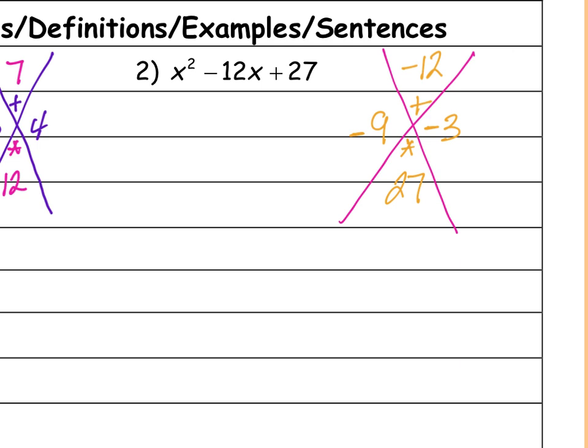So, got to think about those, right? Okay? So now when I write them inside my parentheses, this is going to be x minus 9 times x minus 3. Because they're negative signs. Okay? Is that not too bad? Okay, well, we're going to see because it's your turn.